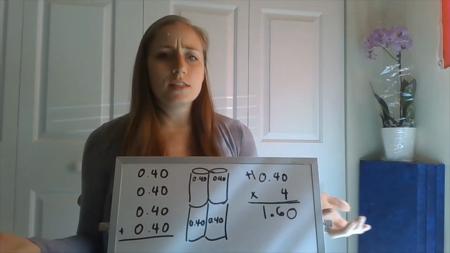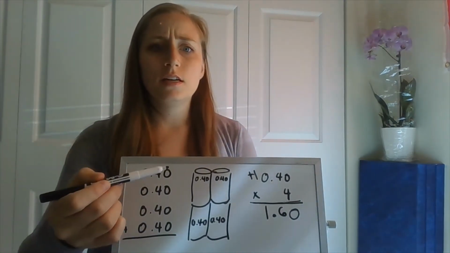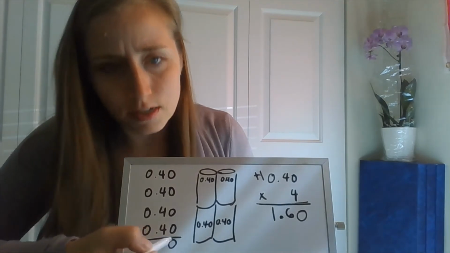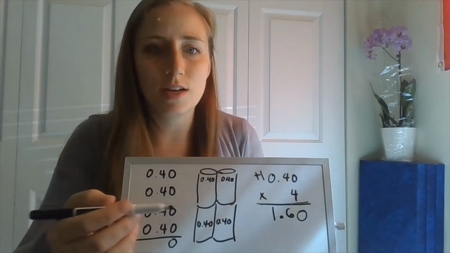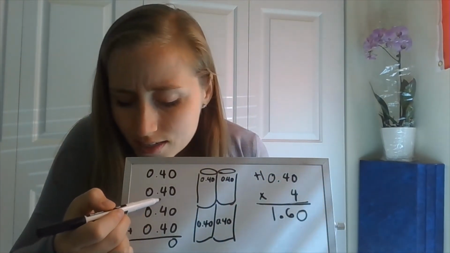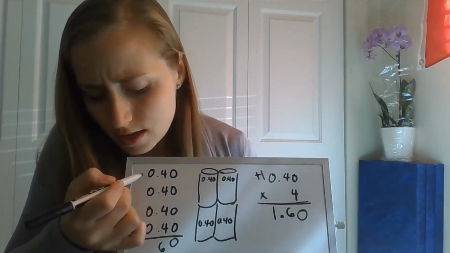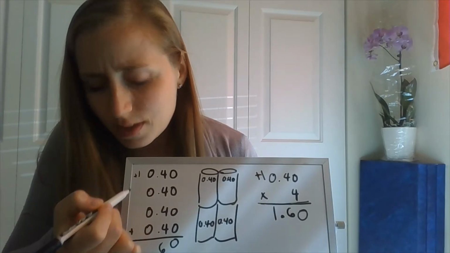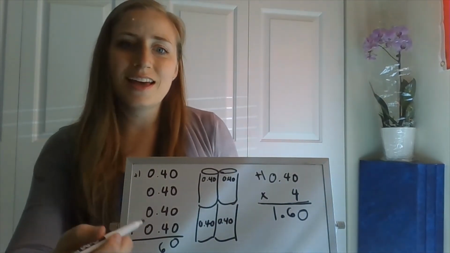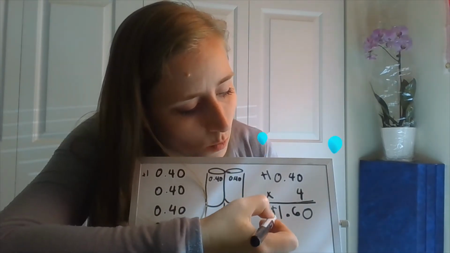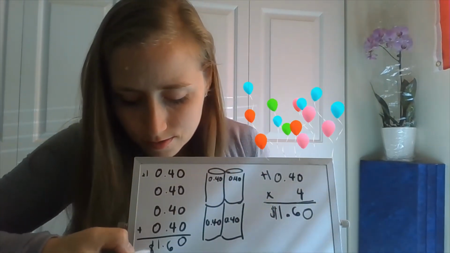Let's do our addition and see if it lines up. 0 plus 0 plus 0 plus 0 is going to get me 0. Let's count by 4s for the next one. 4, 8, 12, 16. It's looking good. Add that 1. We have all zeros and then add a 1. In both cases, we got $1.60. Let's do one last example.